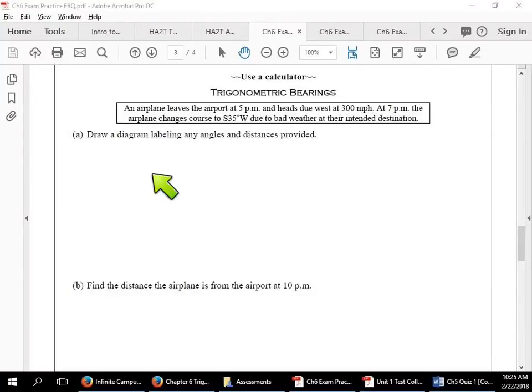Application. Okay, here, check this out. We got an airplane problem. An airplane leaves the airport at 5 p.m. and it heads due west at 300 miles per hour. At 7 p.m., the airplane changes course to south 35 degrees west due to bad weather at the intended destination. Draw a diagram labeling any angles and distances provided.